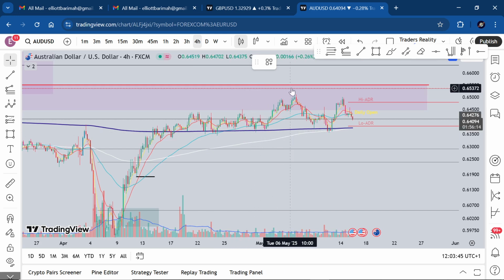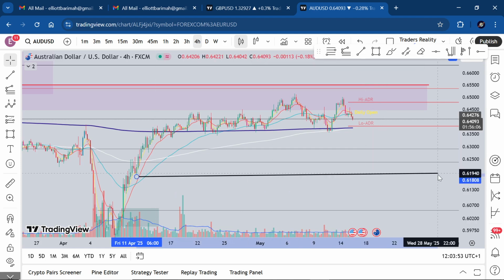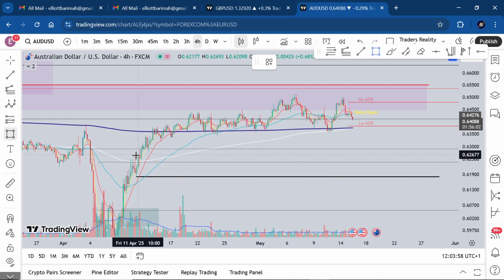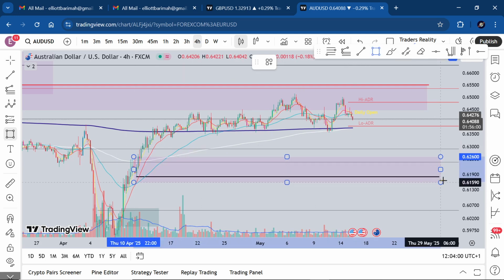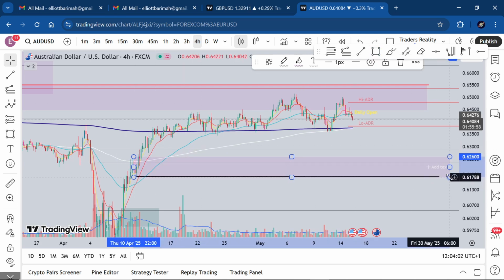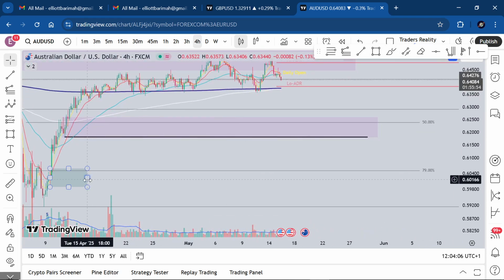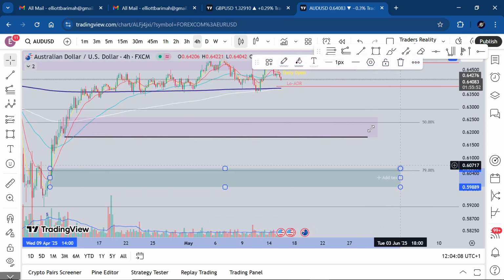We have a potential distribution here in action. If we break this low, we're going down. There is demand over here, this is the demand that I expect price to get to once this low is broken, and it could come down into here.